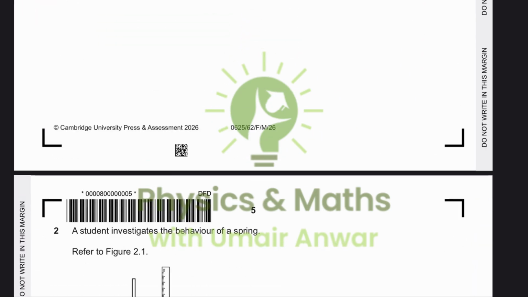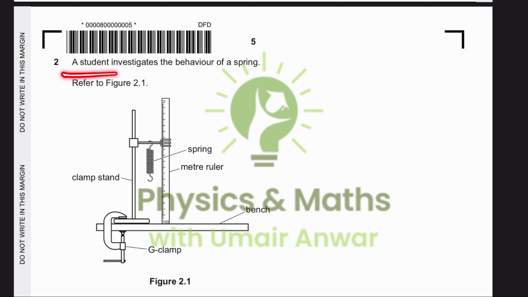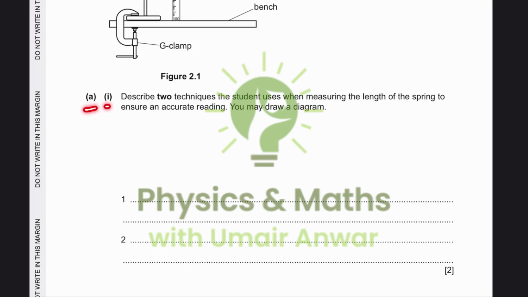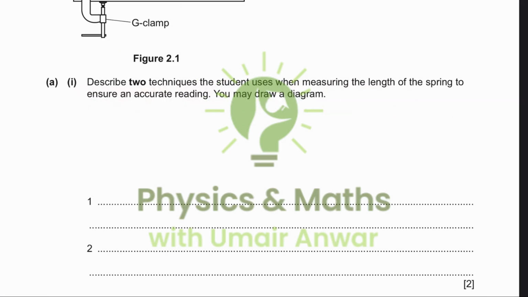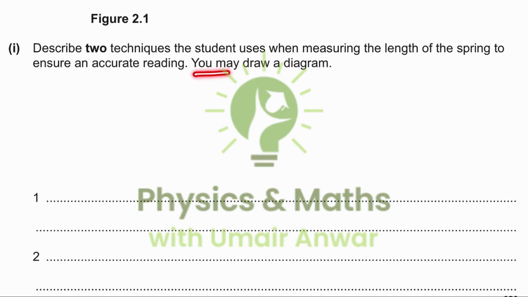Moving on to question number 2. Question number 2 says, a student investigates the behavior of a spring. Refer to figure 2.1. Part A1 says, describe 2 techniques the student uses when measuring the length of the spring to ensure an accurate reading. You may draw a diagram as well. Since the instruction is you may draw, it is not compulsory to draw the diagram, but if the diagram helps our explanation, then we can draw it.